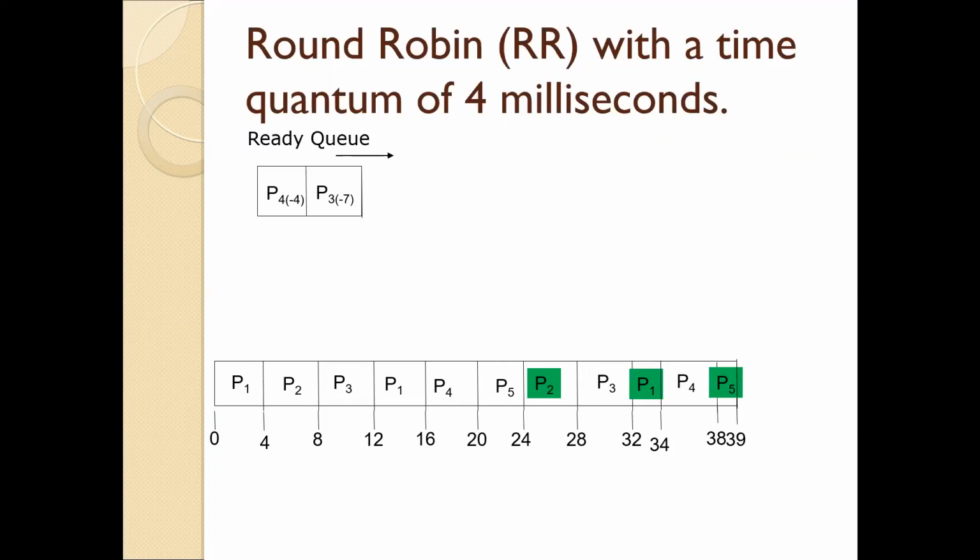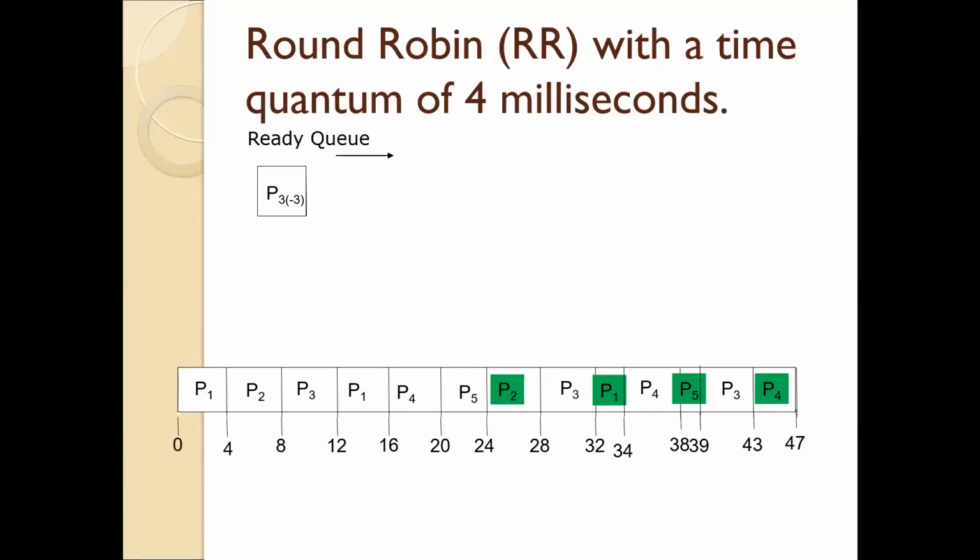P5 has only 1 millisecond, so P5 can complete, and then there are two processes left. We have to start with P3. So we start P3 for 4 milliseconds. P3 is still not completed, so we put back P3 and start P4. P4 has only 4 milliseconds to complete, so P4 can complete. And the last remaining process is P3. P3 can complete after 3 milliseconds.